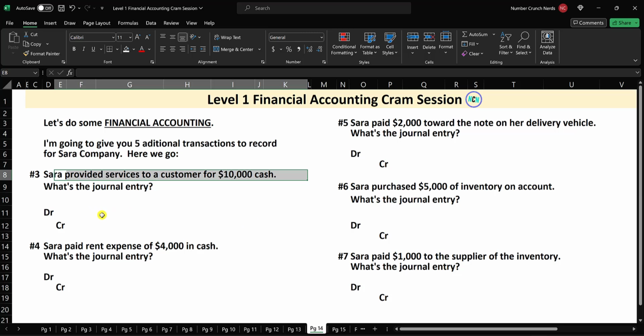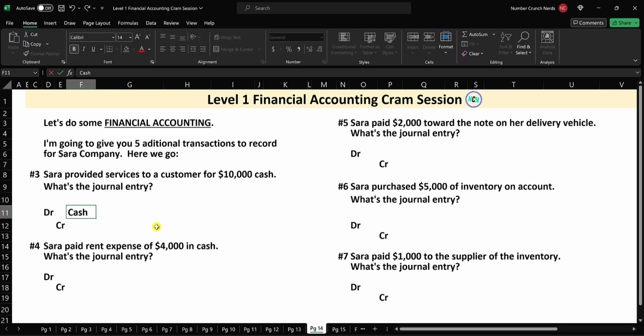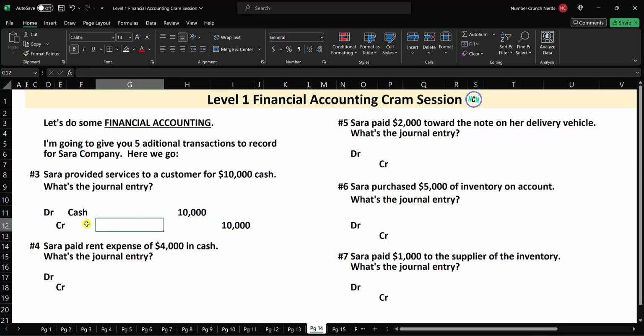Cash is the easy one. We know cash is an asset. How do assets increase? With a debit. So cash increased with an asset because she received cash of $10,000. Okay. We also know that the credit has to be the same number, don't we? We know that. So we already know what the credit is. What is the description going to be right here? What did she provide? She provided services. What is the word that is used in accounting when a business provides services to someone else? The word is revenue. The word you're looking for is revenue.